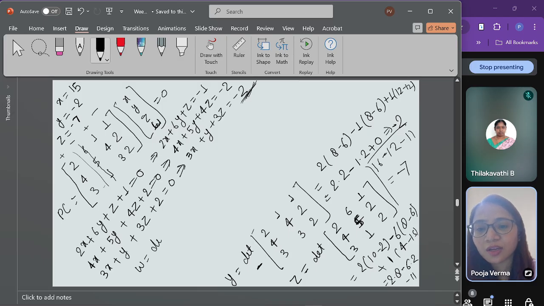So for the last one, we already know that here we have to take the minus sign also. So just remove the last column and write the rest of the matrix.